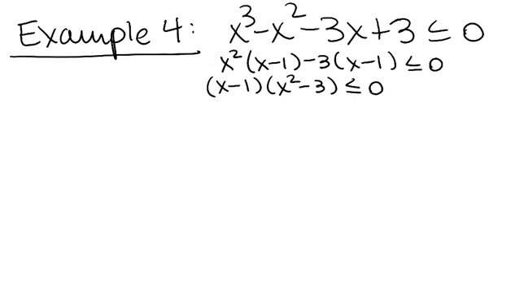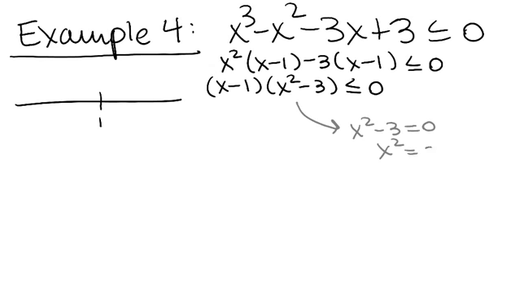All right, and the zeros that this thing's going to contribute are going to be 1, and then I'm going to have to do a little work over here. x squared minus 3 equals 0 when x squared equals 3. So that means x is either the square root of 3 or the negative square root of 3.